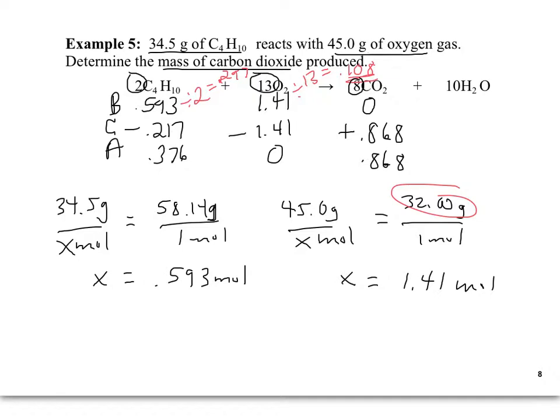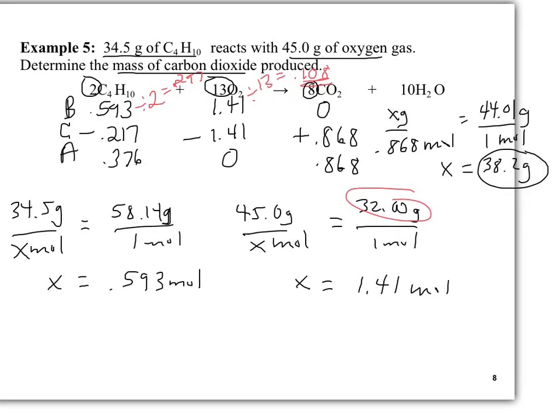Now unfortunately, one more step is required because we want the mass of carbon dioxide. So we have to do a conversion back to grams. So x grams is to 0.686 moles as 44.01 grams is to 1 mole. And I get 38.2 grams of carbon dioxide as my final answer.